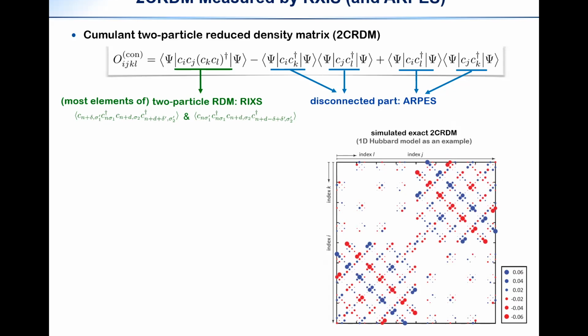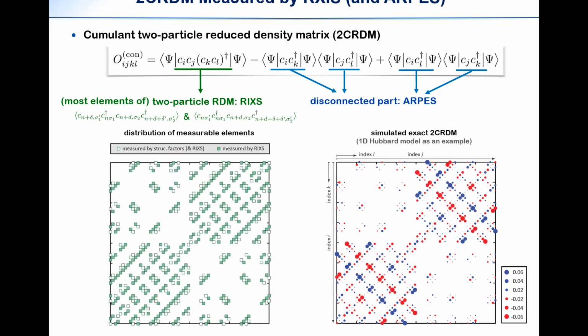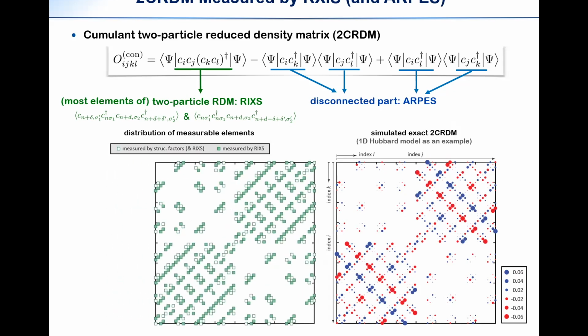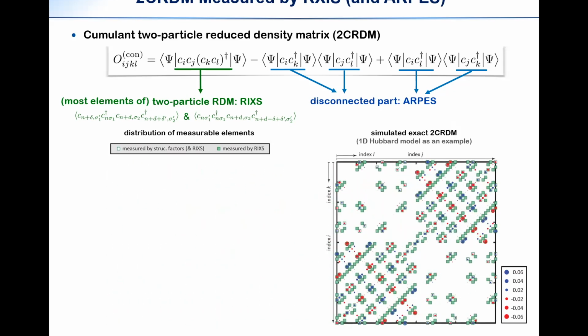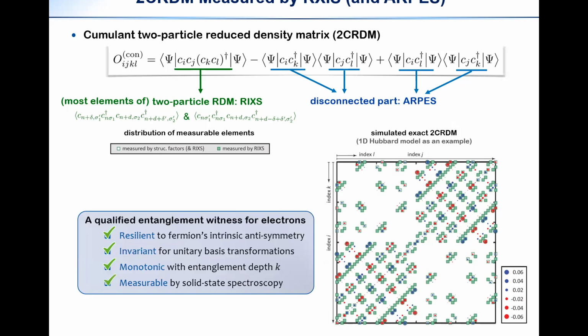So it turns out that all values that can be measured by RIXS can almost cover all the important elements in the RDM. So RIXS cannot measure all elements of the 2RDM, but it measures the most important elements. So the eigenvalues measured by RIXS can be a good representation of the eigenvalues calculated from the 2RDM. So the last point can be checked.